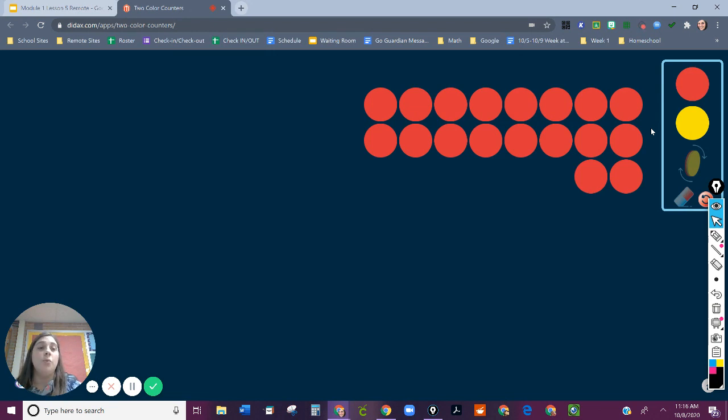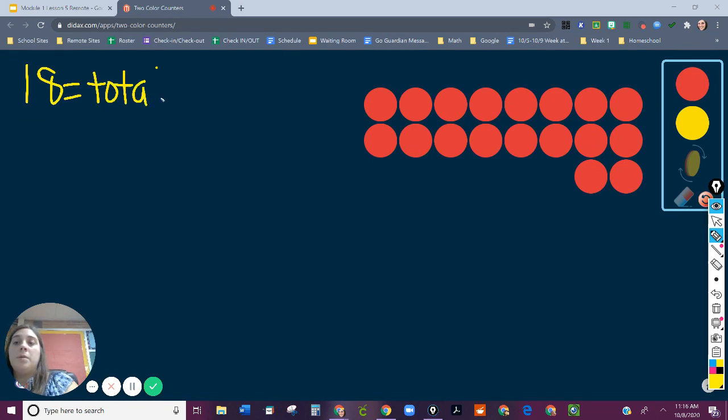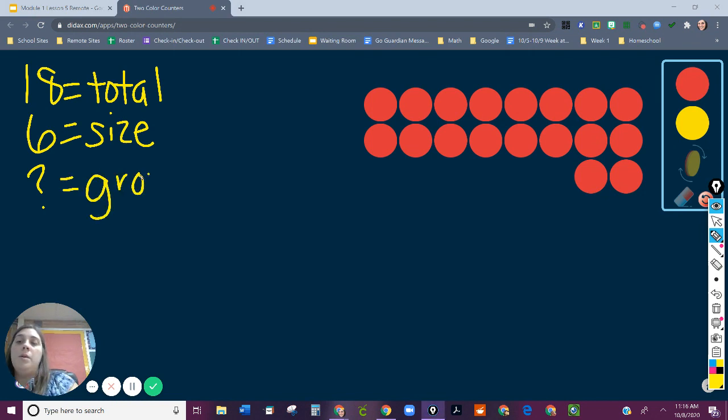I need to put them into groups of 6. Because if you remember, 18 is our total. 6 is our size, the size of each group. And we don't know the number of groups. So let's make groups of 6 or tables of 6.